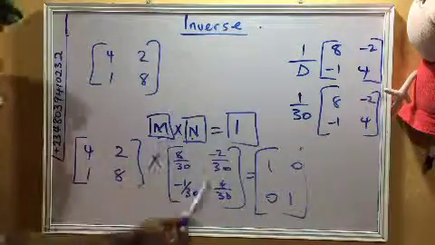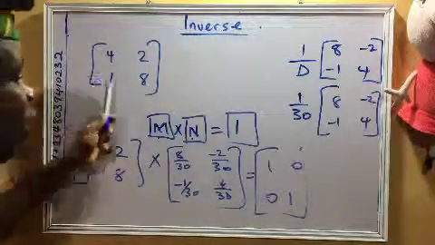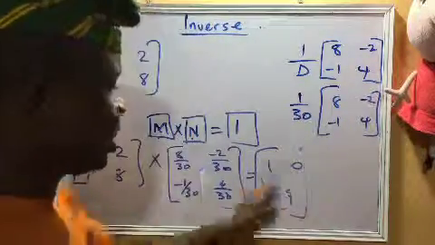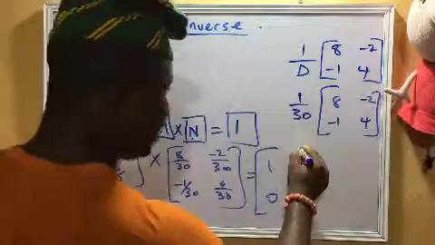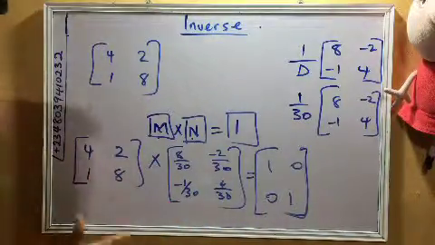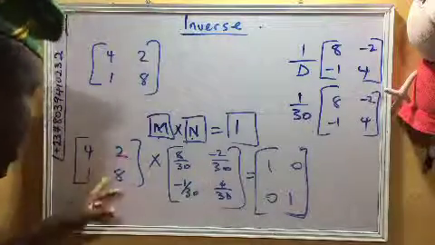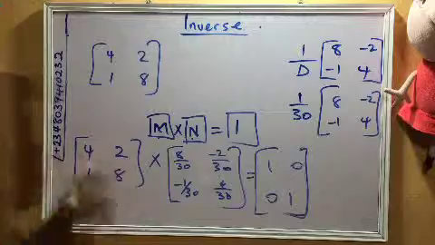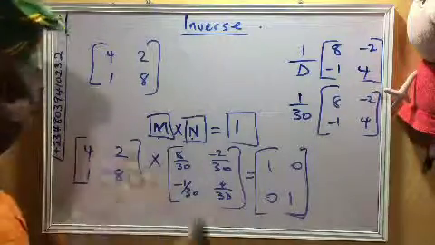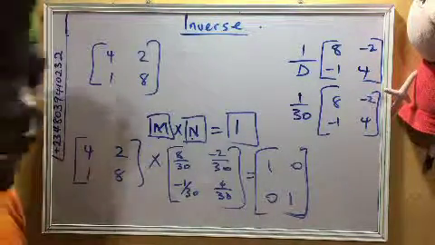So this times its inverse. Remember, the inverse of this is what we calculated and we got this right here. So this times its inverse will give you an identity matrix. It's only telling us that this is the inverse of this, and this is also the inverse of this. If you find the inverse of this, you get this. If you find the inverse of this, you get this. So they are inverses of one another.